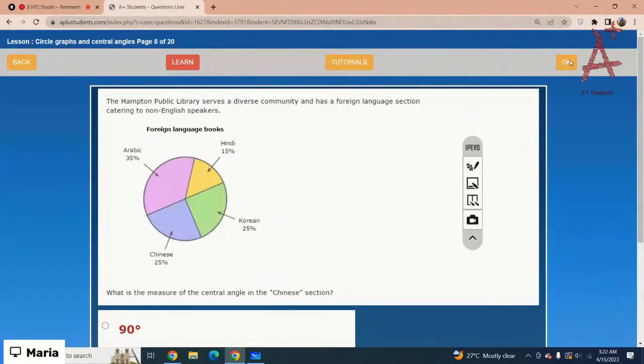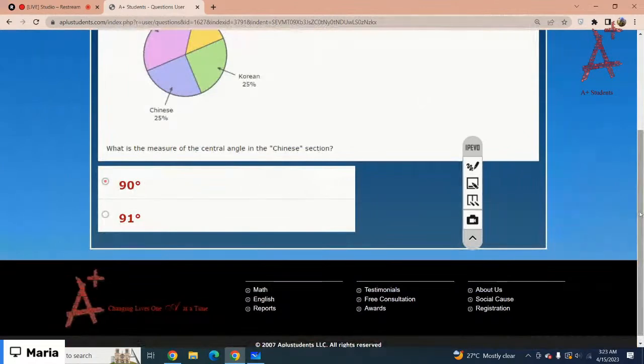Okay, the Hampton Public Library serves a diverse community and has a foreign language section catering to non-English speakers. What is the measure of the central angle in the Chinese section? So which is the correct option? Yes, that would be 90 degrees. Got it? So the correct option is 90 degrees.